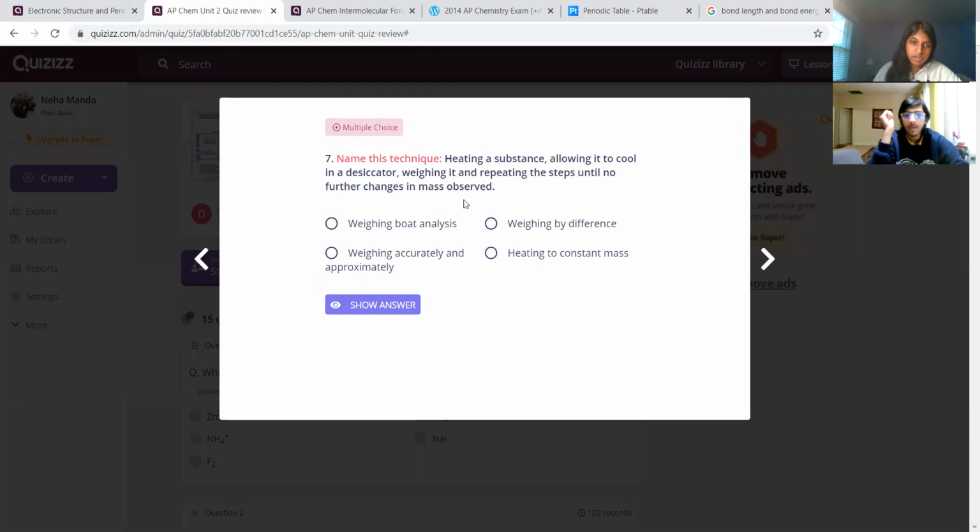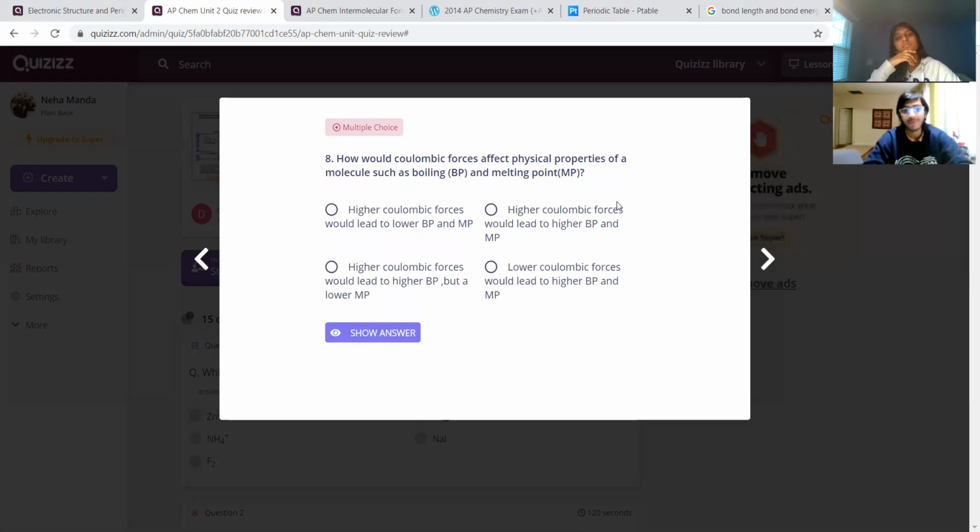Because if it's until no further changes in mass. Yes, it's heating to constant mass. We didn't learn this anyway. I don't think you need to know the name of this technique per se, but it's something they do on the FRQs, where they'll have some sort of stoichiometry question attached. They'll say, okay, we've heated this over and over again, and the last few times this is what the final mass is, and then they'll ask how much of it was water, and you'll do some stoichiometry with that. How much of it was the actual unhydrated? I don't remember what the terminology is anymore, but yeah.